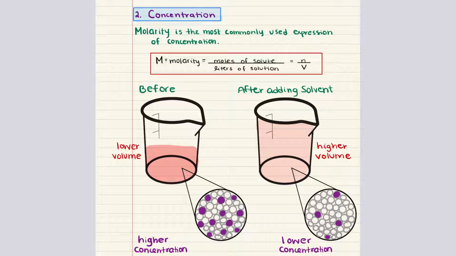Now, the concentration of a solution can be described in many different ways. At this point, we're going to consider only the most commonly used expression for concentration, and that's molarity. Then we're going to expand on the other ways that we can describe concentration. Now, molarity is defined as the moles of solute per volume of solution in liters. And we can write that as n divided by V.